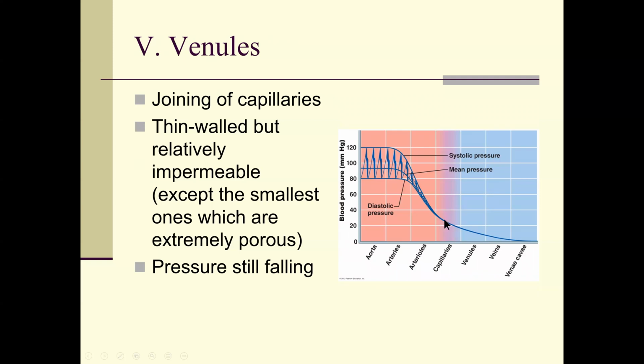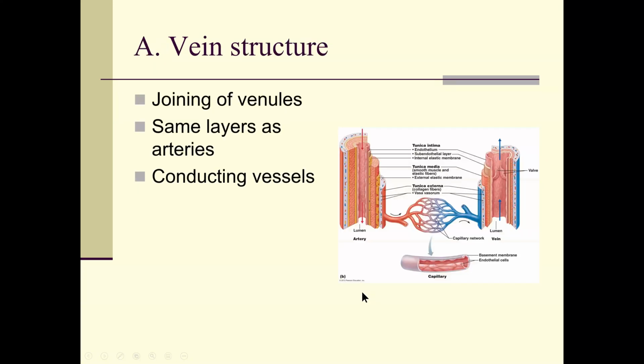So we have the capillaries, the pressure is falling. Now we're in the venules, okay? This is blood pressure in millimeters of mercury. Now we're below 20 millimeters of mercury. Veins are just joining the venules, same layers as arteries. So we're back to the 3 layers.